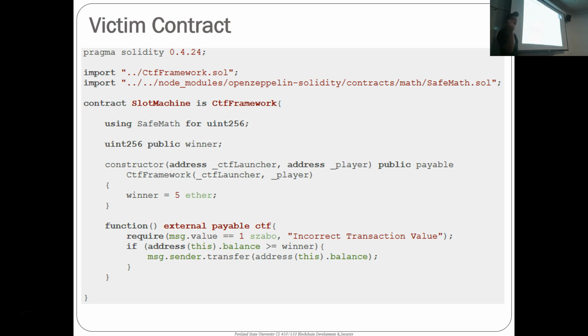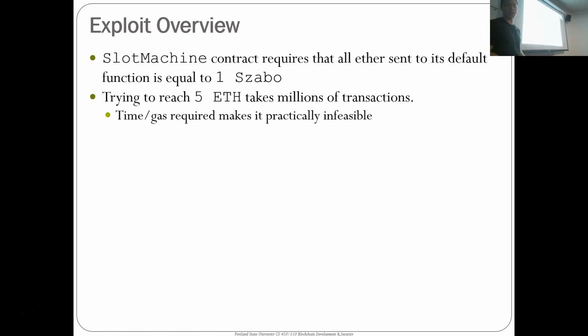So if you're sending this thing 1 zabo at a time, you're going to be there forever. I don't think incompletes will last that long for you to do that. Moreover, the time to do all of these transactions and the gas required to send 1 zabo at a time, programmatically even, to the smart contract is infeasible. I mean, you're talking about at least 1 million. I think a zabo is, I forget, 10 to the minus 6 ETH.